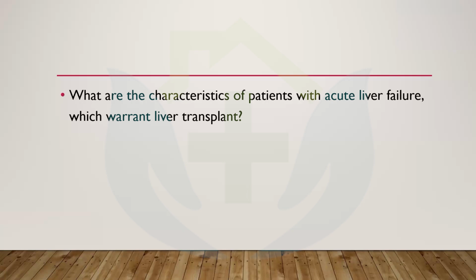What are the characteristics of patient with acute liver failure which warrant liver transplant? Sir, patient having refractory ascites, patient's coagulopathy is not improving, or if the patient's jaundice, like bilirubin levels, are not settling in spite of the patient being on CRRT.